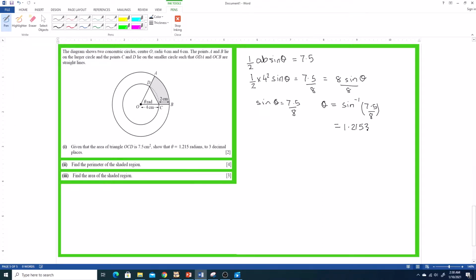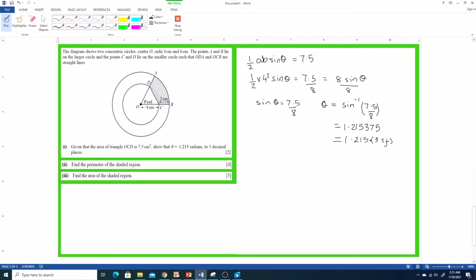When you punch that out in your calculator, you get 1.215375. You need to have more decimal places than you're given in your question, which is 3 decimal places. So I just wrote that to show clearly how I got my answer. And when I simplify that, I'm going to get 1.215 in 3 SF.